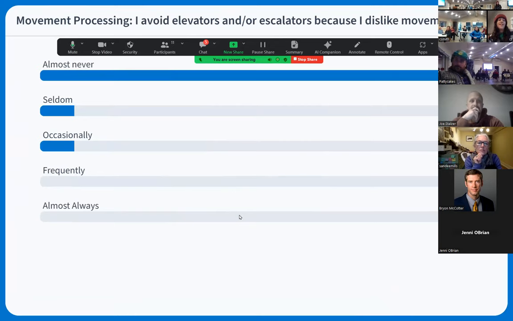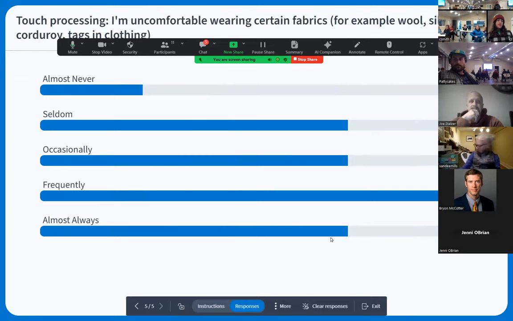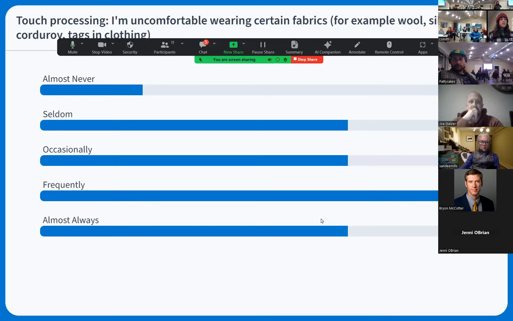Movement. I avoid elevators and escalators because I dislike movement. I always tend to see this result because we're in a ski community, so a lot of us are drawn here because we like movement activities. But it's cool because you might see yourself in these four different categories having really different answers. The clothing one comes up a lot for our students, especially because we have to add a lot more clothing for winter and that can complicate things. We have a lot of people here that get uncomfortable in certain fabrics too.